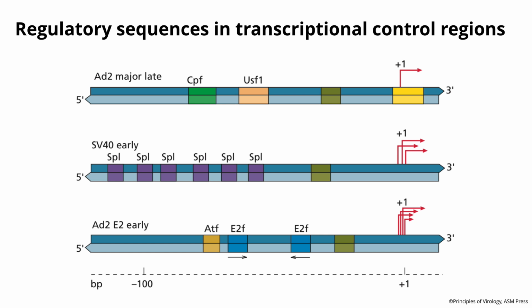In the middle is the SV40 early promoter. This is a smaller double-stranded DNA virus. Again, you can see the transcription initiation sites at the right here. There are 3 different ones in very close proximity. This often happens. And you see, again, upstream regulatory sequences, binding sites for cellular proteins. And here, in this case, we have a repeated motif for a factor called SP1. And finally, at the bottom is an early promoter of adenovirus, the adenovirus E2 early promoter. You can see it's different from the major late promoter. It has more initiation sites and binding sites for different cellular proteins.